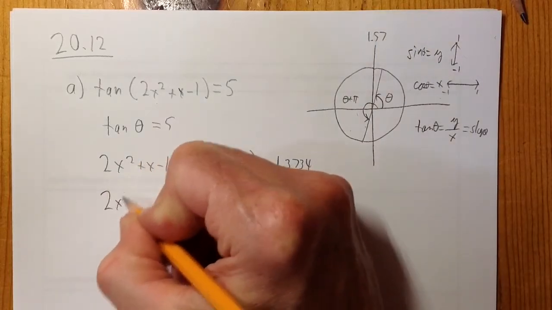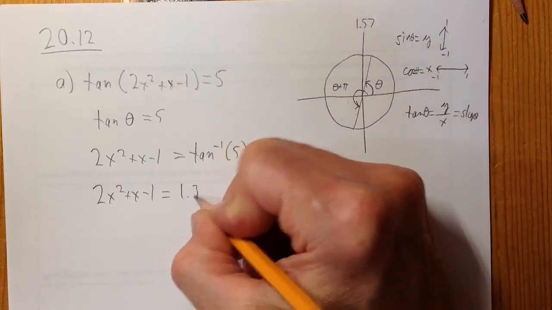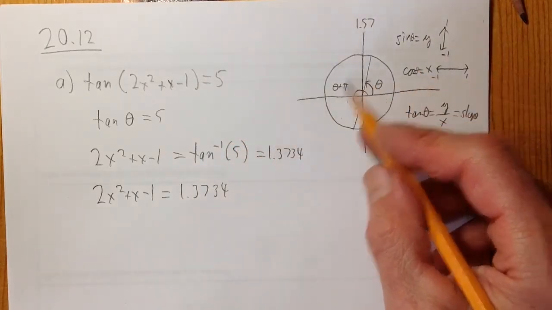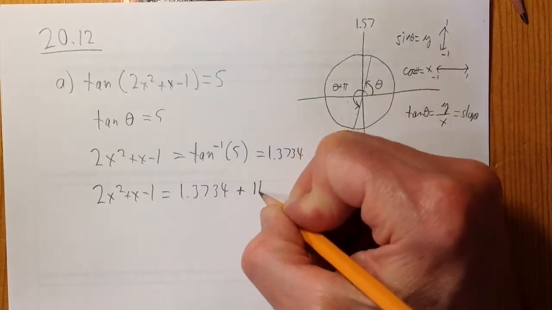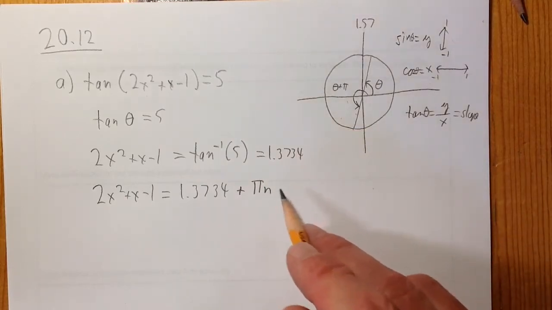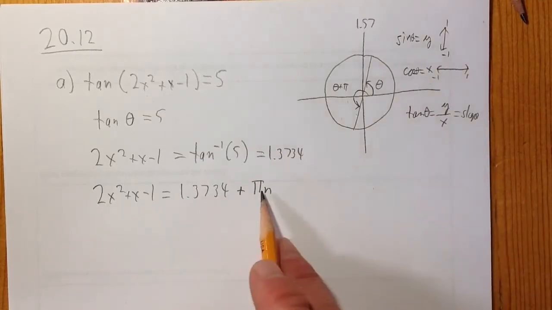So writing it again, 2x squared plus x minus 1 equals 1.3734. That's the regular solution. And then there's a symmetry solution, which is plus pi. But we could say it's pi times n, where n is -2, -1, 0, 1, 2, all the integers. Okay, so that's our full solution here.